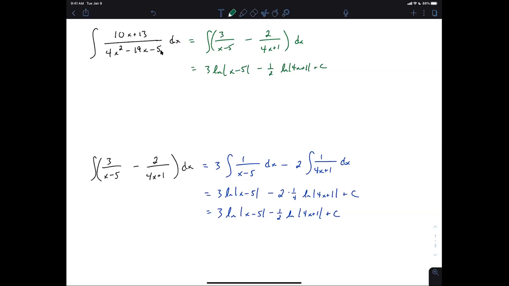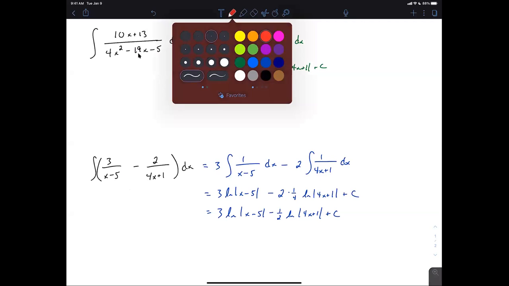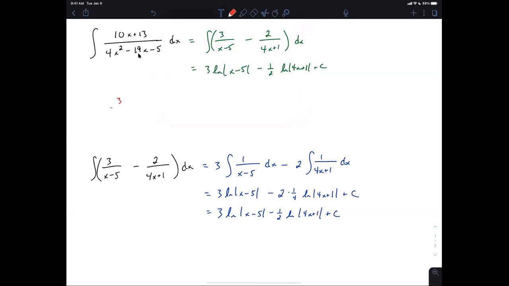So how did I know this was equal to that, do you think? Because I made it up that way. So I cheated and I knew that if I subtracted these, I would get this. So how can we verify that that's right? So if you have 3 over x minus 5 minus 2 over 4x plus 1. What I'm doing in red is in no way what you'd want to do to solve these problems, but I'm trying to prove to you that this is actually equal to this.